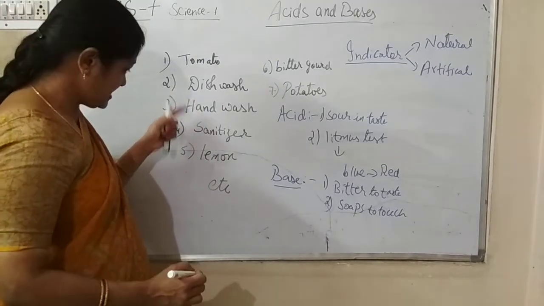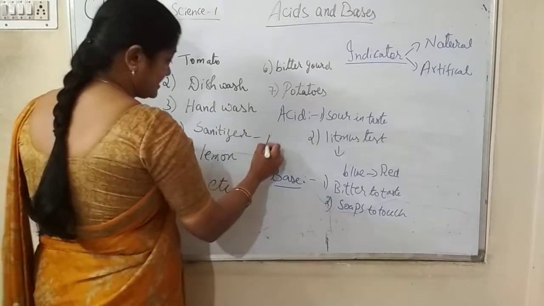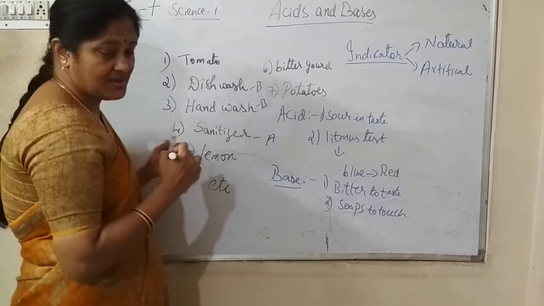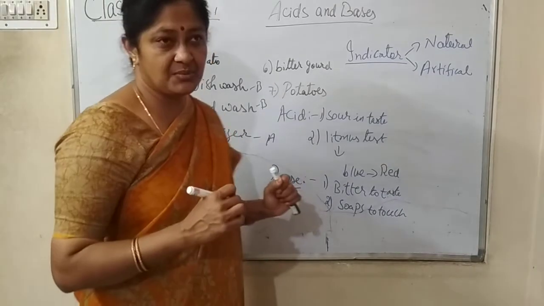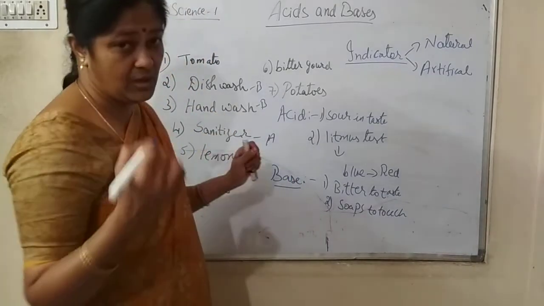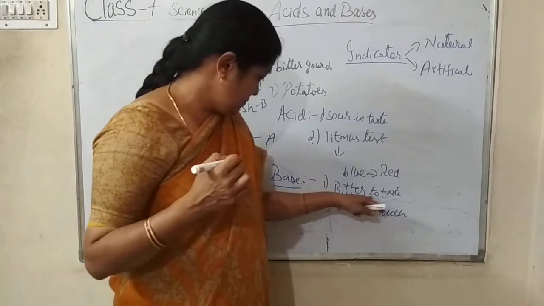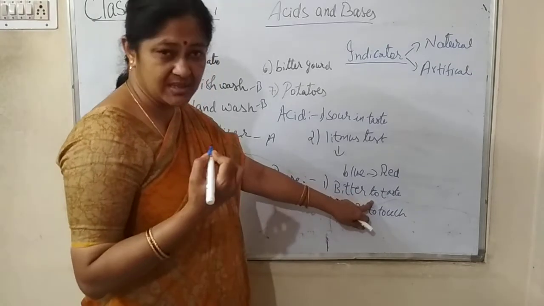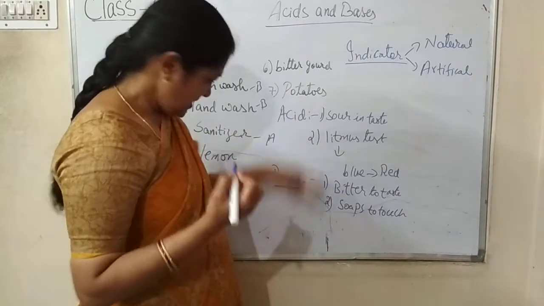They are the bases. And sanitizer is an acid. Dishwash and hand wash that are used, they are the bases. And sanitizer is an acid because it has some amount of alcohol in it. So bitter to taste: if you taste bases, they will be bitter, just like bitter karela, right?